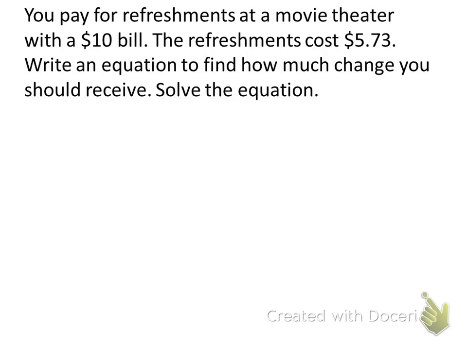Well, our first step is to highlight the keywords. The keywords I'm going to highlight is $10 for our bill, that the refreshments cost $5.73, and that we're going to write an equation to find how much change you should receive. So we have our highlighted keywords.